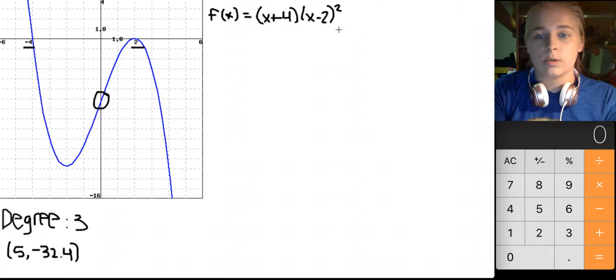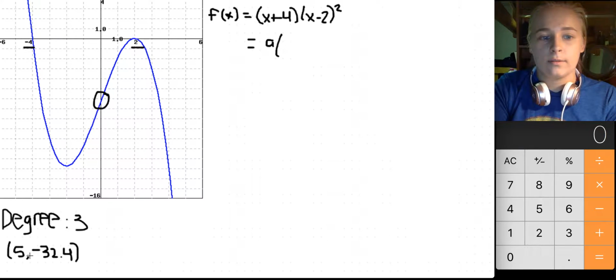So we know that our degree is 3 now because we see we have a 1 here and a 2 here, and then all the x's are going to add up to 3. So now we have to move on to find what a equals in our equation. So the a will go right here in front of all of this. Then we have to sub in this point for x and for y.